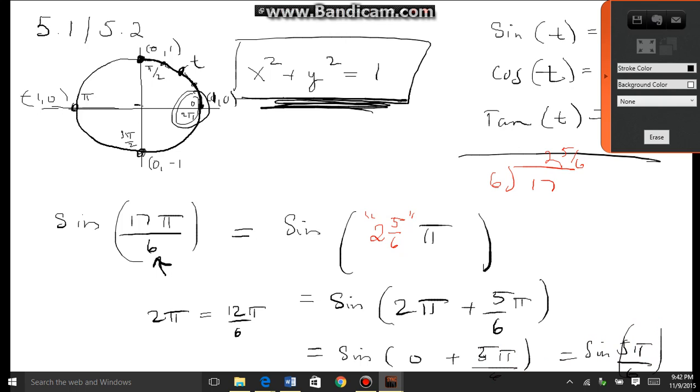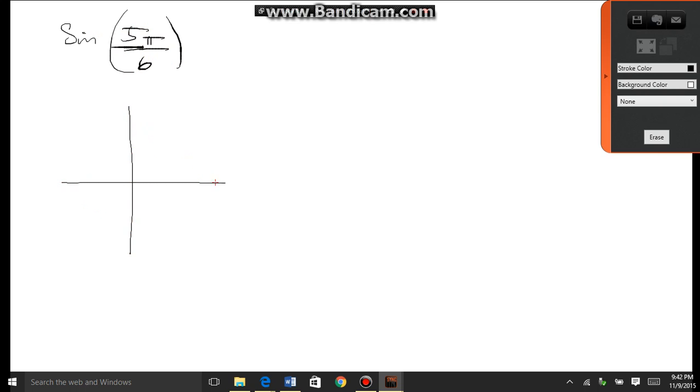Well, let's go back, and I am going to clean the slate and we can take a look at it. Sine of 5 pi over 6. So let's look at our unit circle. We got to locate 5 pi over 6. So where is 5 pi over 6? Well, this is my circle. That's about 2 pi. If I get all the way to the other side, this would be pi. Well, this is 5 pi over 6.